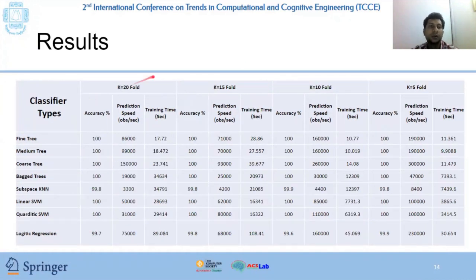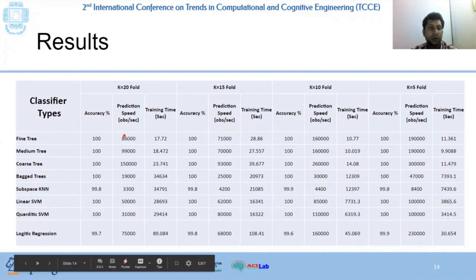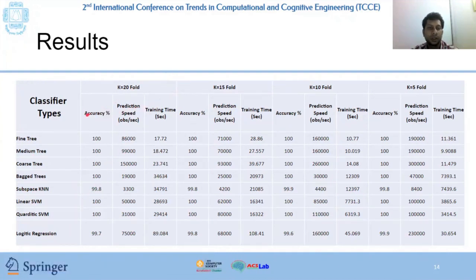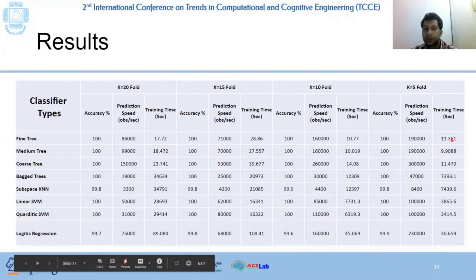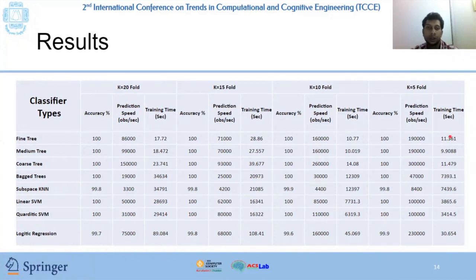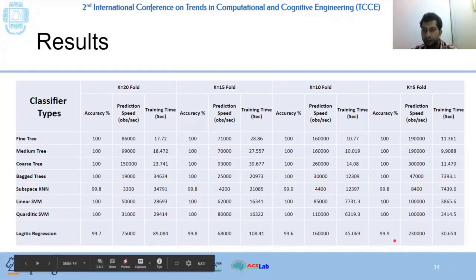And similarly, for the various best 8 classifiers, we again obtained different accuracy, prediction speed, and training time for different k-folds, and we can observe that as we decrease the k-fold, the prediction speed goes high and training time goes down. That means if we use a lower number of k, we train the model at a faster rate, and we can observe that the accuracy is almost the same.